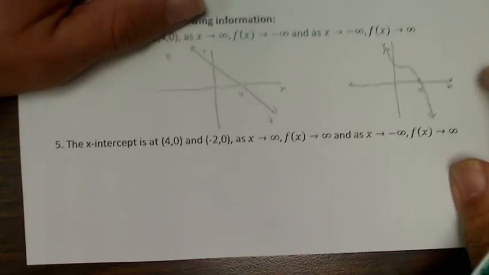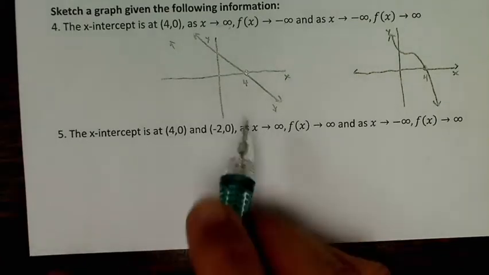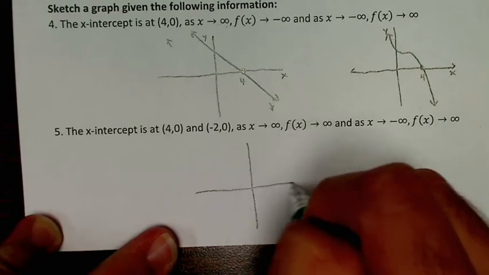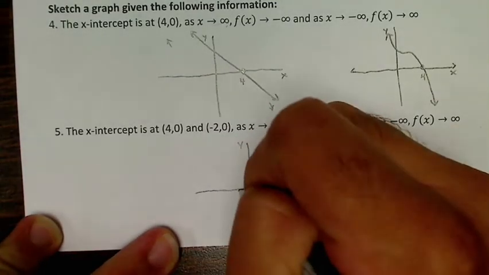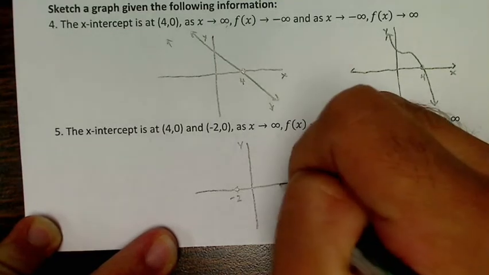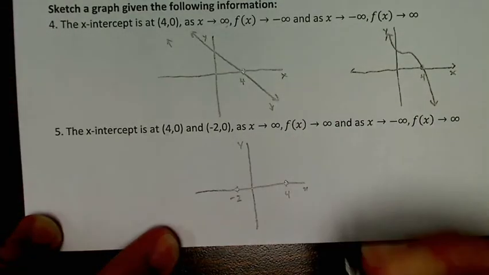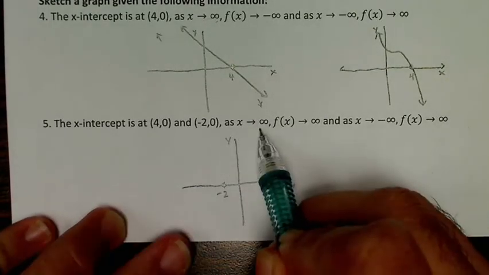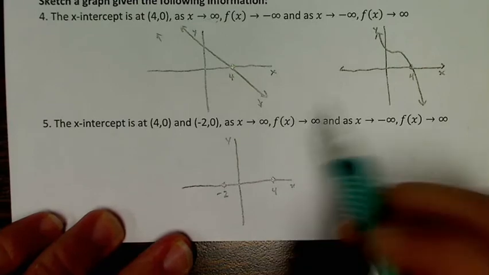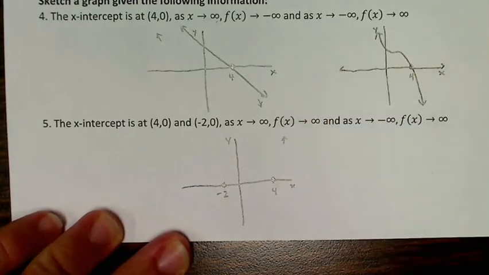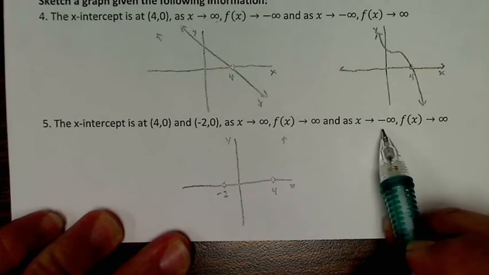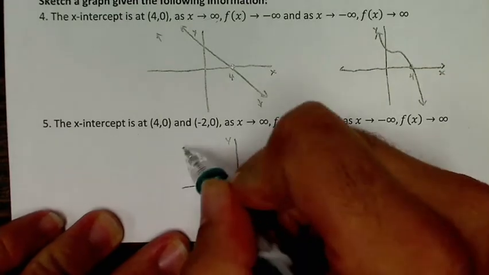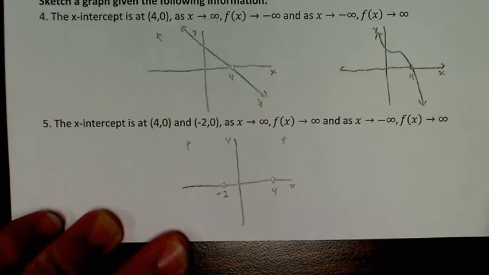Okay, finally, let's look at this one. The x-intercept is at 4, 0 and negative 2, 0, so this one has two x-intercepts. So we'll say negative 2's here. 4 is here. And it says as x approaches infinity, so on the right-hand side, f of x approaches infinity. So it's going up on the right. And as x approaches negative infinity, f of x is approaching infinity. So as you move to the left, it's also going up.